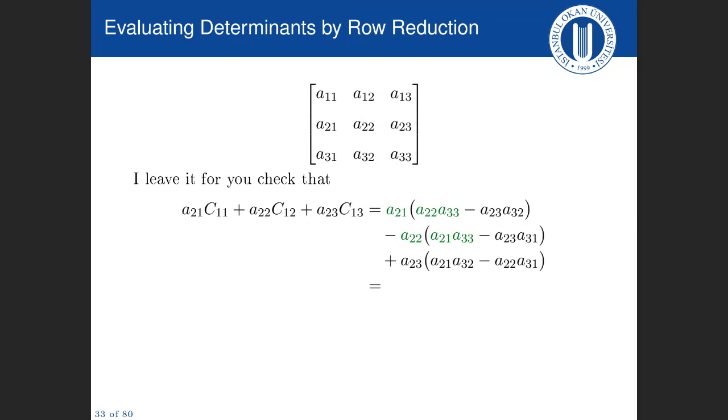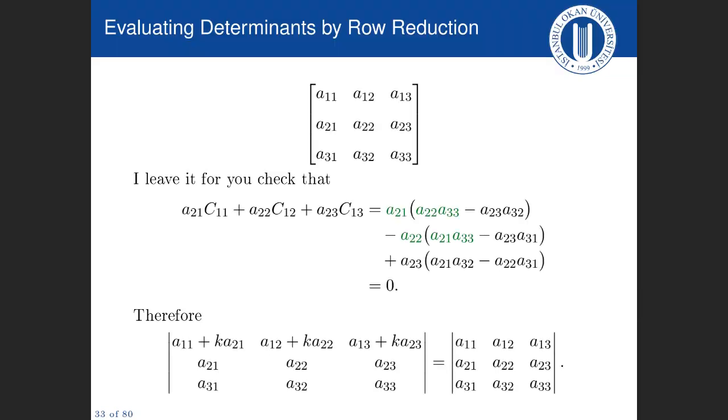You can check that C11 is A22 A33 minus A23 A32, etc. And also look at these terms which I put in green. The first one is plus A21 A22 A33. And then the second green term is minus, changing the order, A21 A22 A33. These are exactly the same. These are going to cancel out. In fact, I'll leave it for you to check that every term cancels out and we're just left with 0.